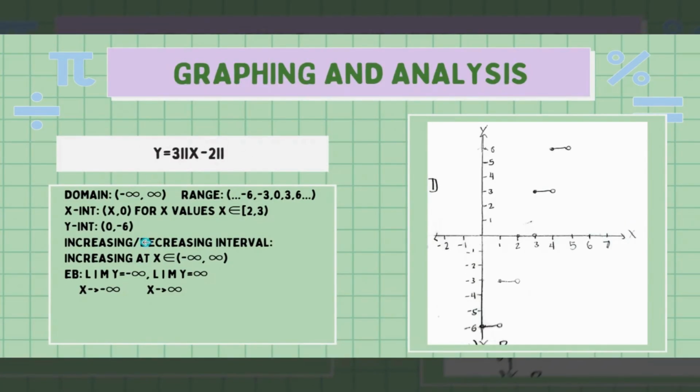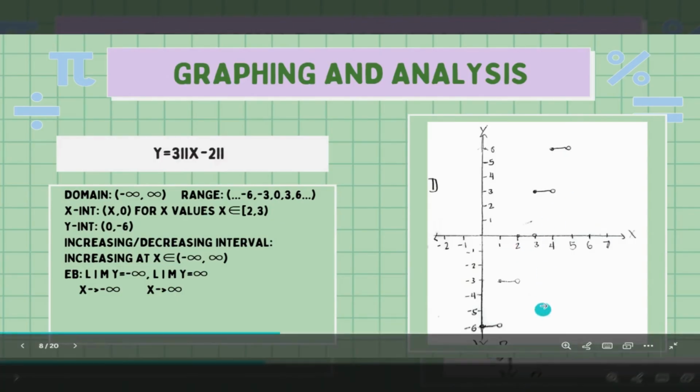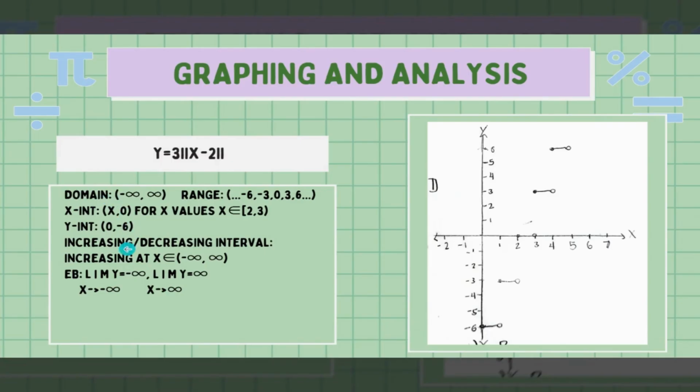Let's see a function with transformations and how it changes. Y equals 3 times the greatest integer of x minus 2. Here, negative 2 horizontally shifts the function 2 units to the right, and the 3 vertically stretches the function by a factor of 3. Some characteristics remain unchanged, like the domain, the increasing interval, and the end behaviors. But we do see a change in the range, the x, and the y-intercept values.